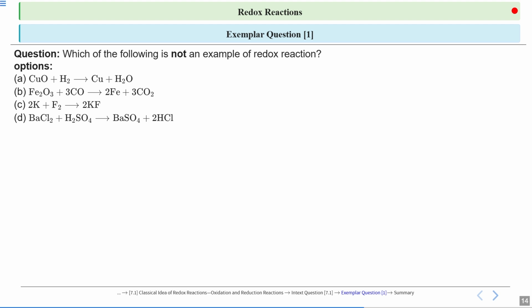So to solve this question, you must know about the concept of redox reaction, as we have studied in this lecture. So use all the concepts, try to fit it in each and every option, and then find the correct answer. Here you are provided with some time, and after that I shall provide you the correct detailed explanation.